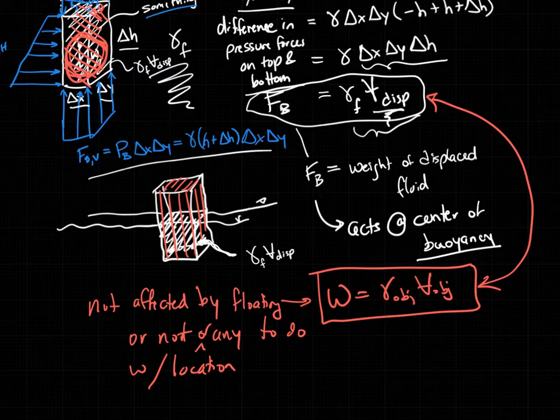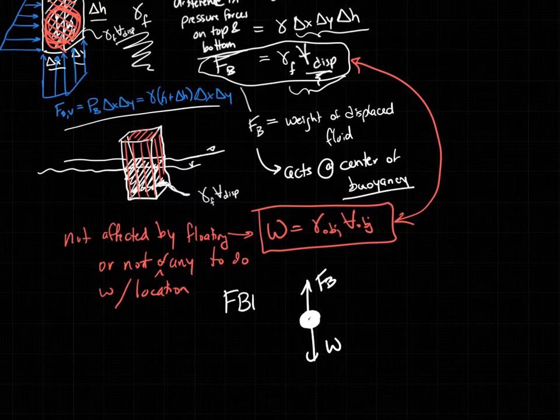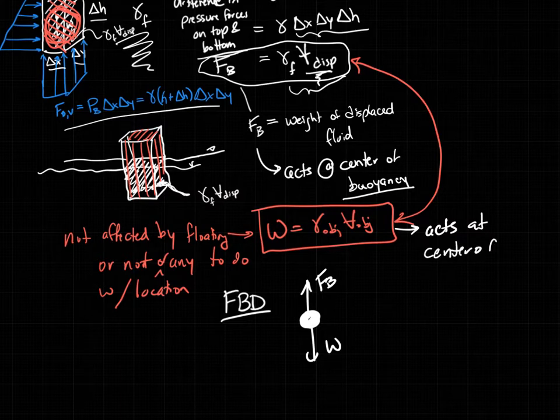Typically, almost always, what we do in these problems is say, okay, here's my free body diagram of my thing. There's a buoyancy force going up and a weight going down. This is just a random free body diagram. Now be careful here. One last thing: this weight acts at the center of gravity, or center of mass, whatever. So this is our free body diagram.